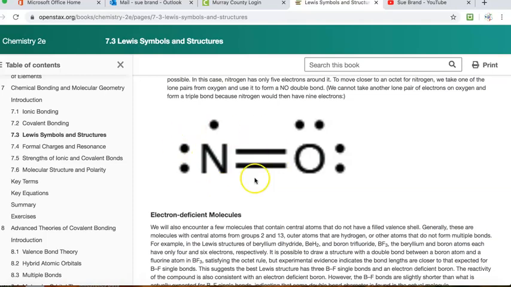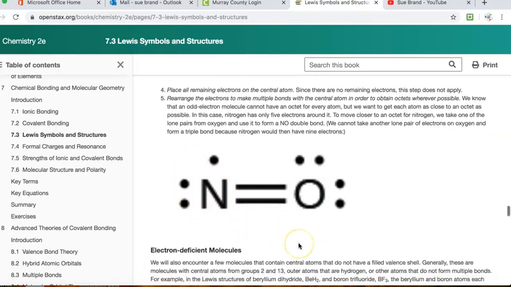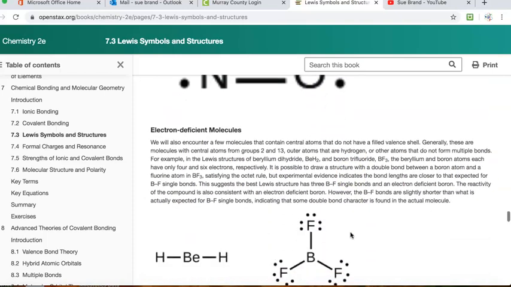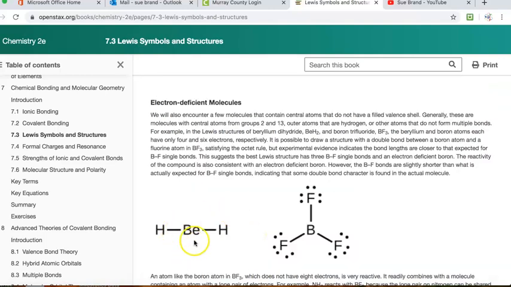So here we're ending up with something that's not perfect. You're lacking for nitrogen because it has an odd number of electrons. You just have to accept the fact that it has 7 valence electrons and not 8. So again, when you have an odd number, that's probably going to happen. Sometimes you have electron deficient molecules where the central atom is not going to have 8 around it.